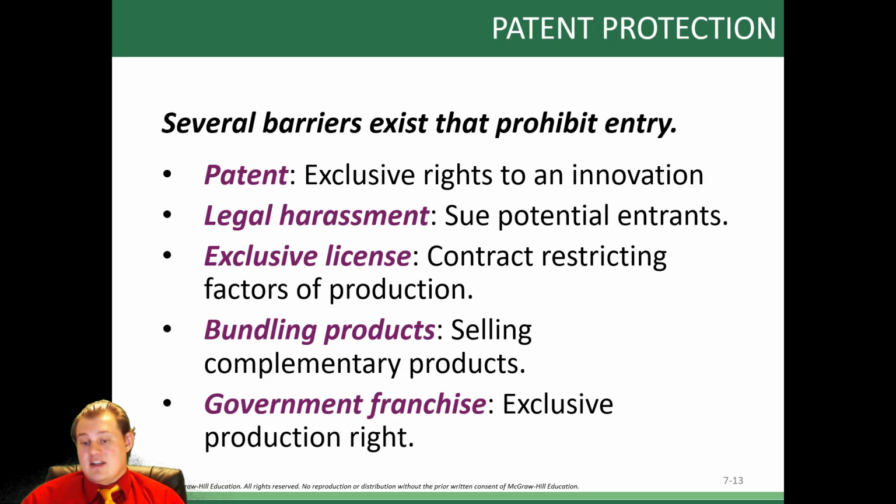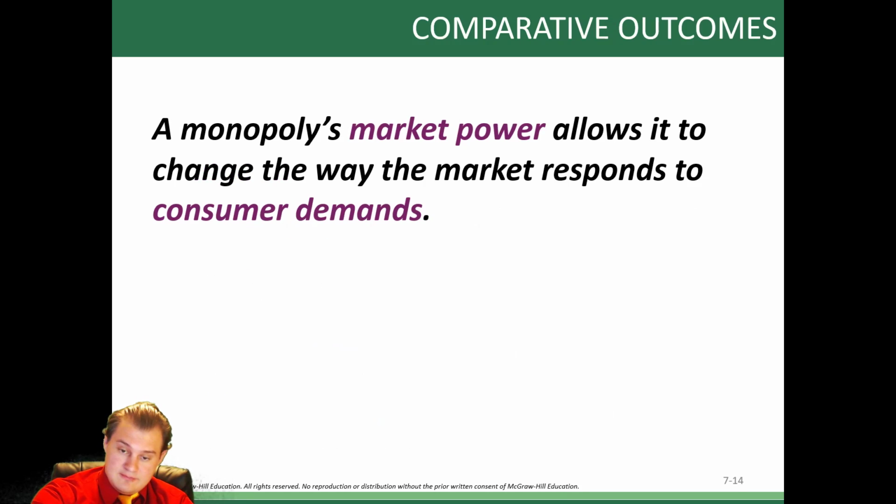Government franchise. The government just literally says, you are the utility. We're going to regulate you, but you're it. You get the right to produce. A monopoly's market power allows it to change the way the market responds to consumer demands. Yeah, it's true. You can respond how you wish.